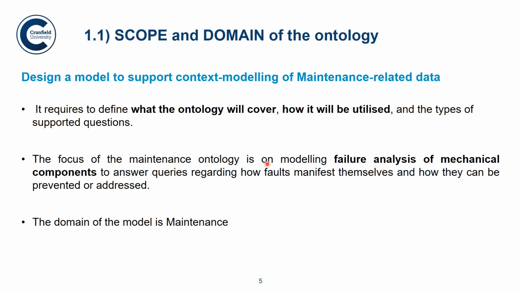The initial stage in the methodology is to determine the scope and domain. It requires defining what the ontology will cover, how it will be utilized, and the types of supported questions. The responses to such questions generally evolve throughout the process of constructing the ontology. In this work, the focus of the maintenance ontology is on modeling failure analysis of mechanical components to answer queries regarding how faults manifest themselves and how they can be prevented or addressed, so as to adapt relevant diagnostics or maintenance actions in condition-based maintenance settings. So the domain of the model is maintenance.